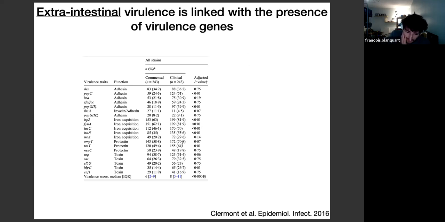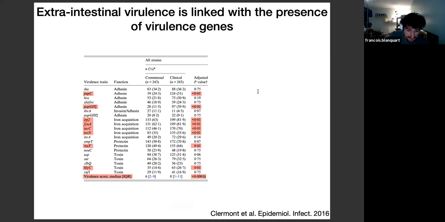And this table shows results from a study where they compared commensal strains, so strains found in the stool samples of healthy individuals, compared with strains found in bloodstream infections, which are the ones that we most often study because they are systematically sampled as opposed to the ones in commensalism. And this is a list of virulence genes that are more or less associated with being found in commensalism or in clinical samples, with a p-value on the right here.